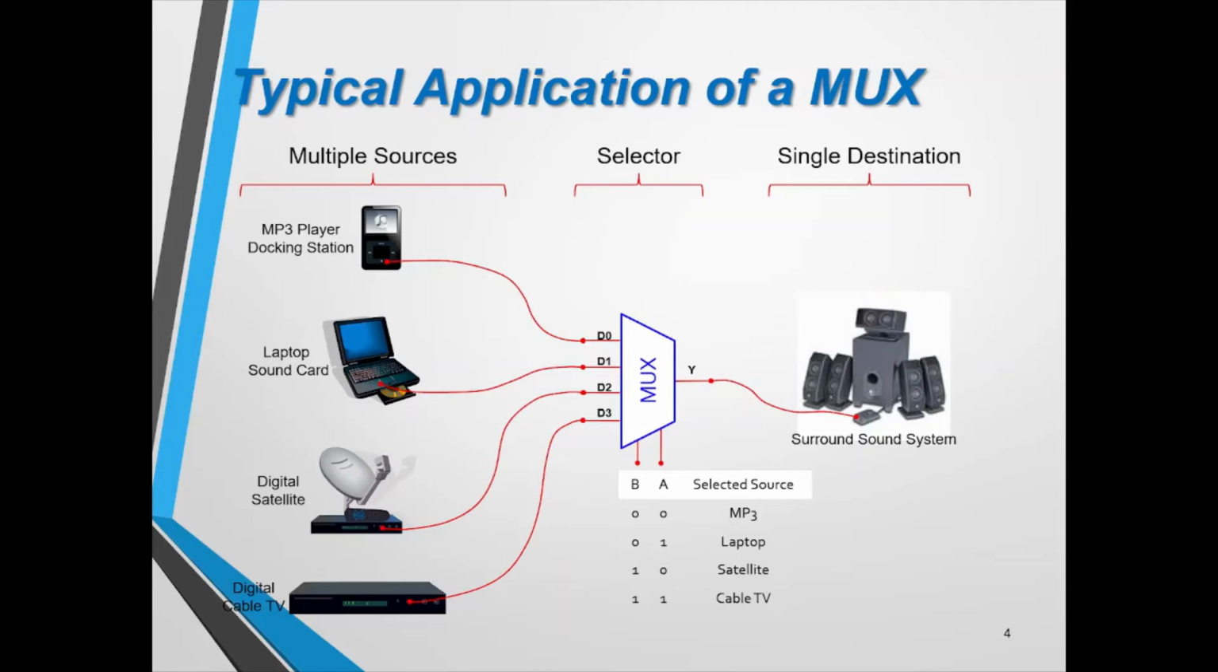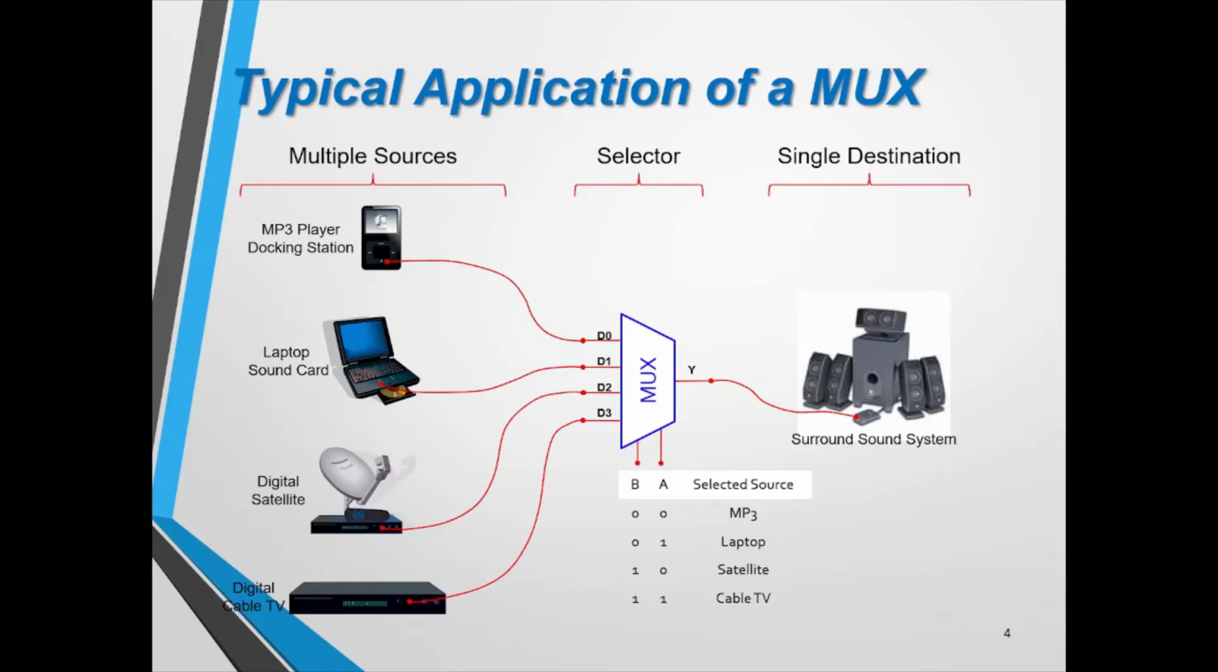For that, these select inputs are going to help. So this is B and this is A, and these are the select inputs. If the select input is 0 0, then it will select the first input line, that is D0, which is connected to the MP3 player station. So on the surround sound system, you will be able to hear the sound coming from the MP3 player station.